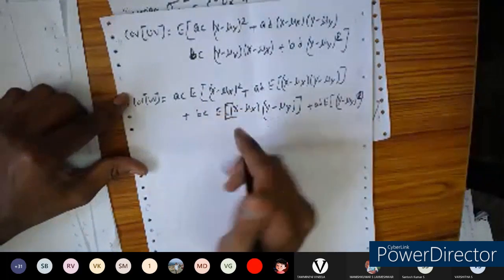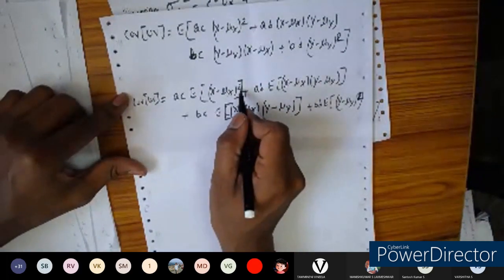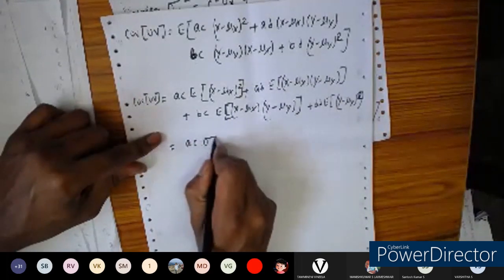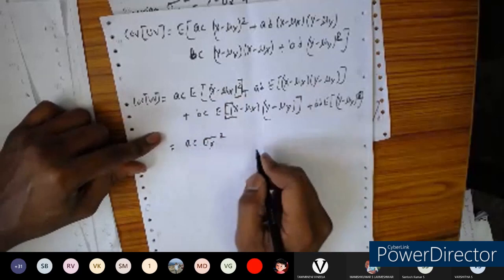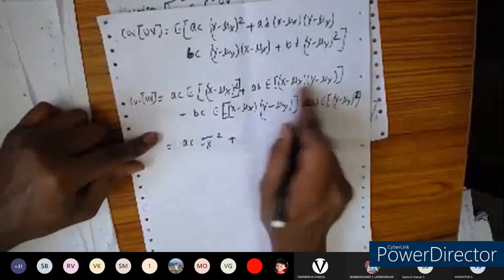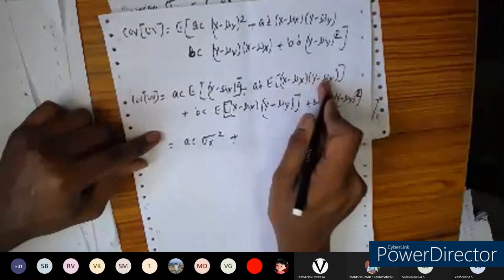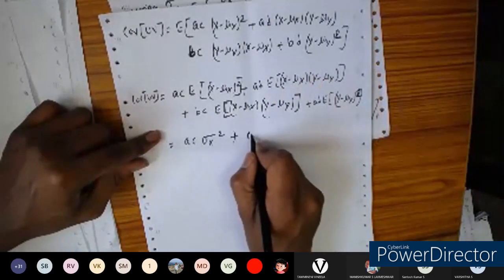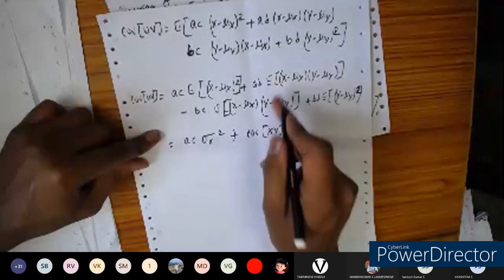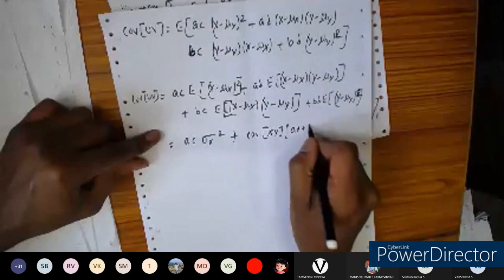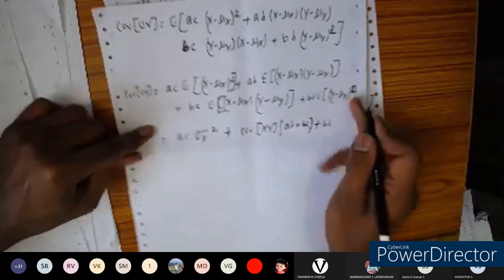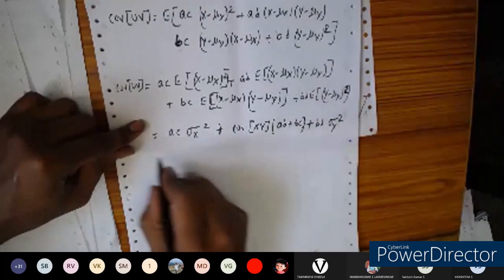Now you know that the expectation of (x minus nu x) the whole square is nothing but the variance of the random variable x here. So we can write A into C into sigma x square plus, since these two terms are common, we can take them here. The expectation of (x minus nu x)(y minus nu y) is nothing but the covariance of the random variables x and y. So we can write AD plus BC, plus BD into the variance of the random variable y, sigma y square, which we are going to write here.